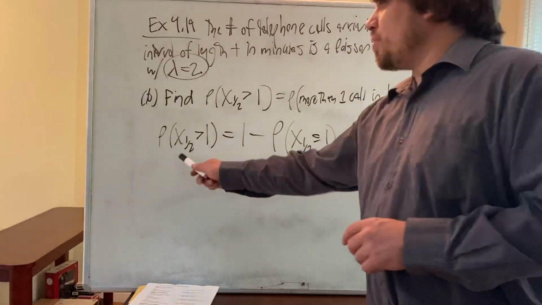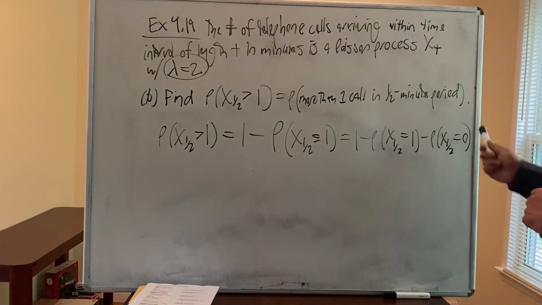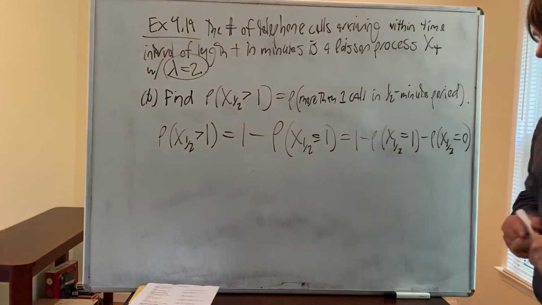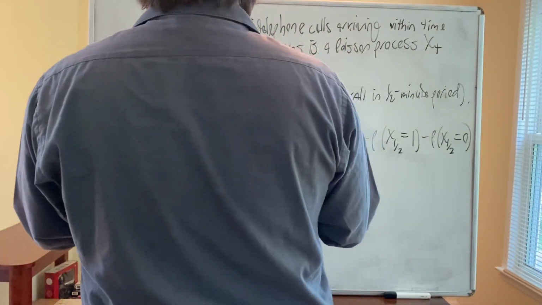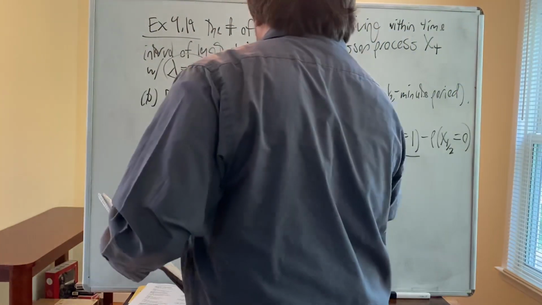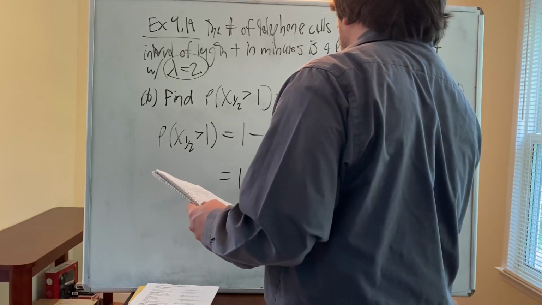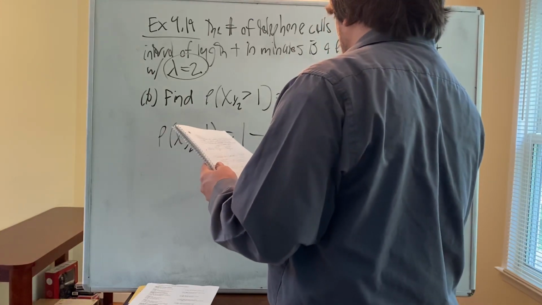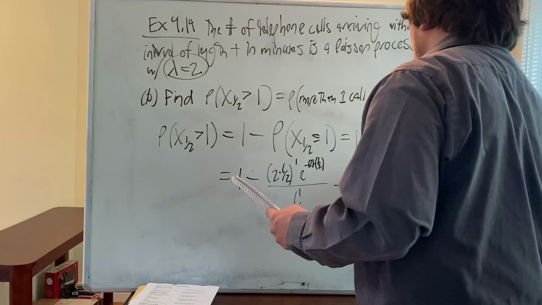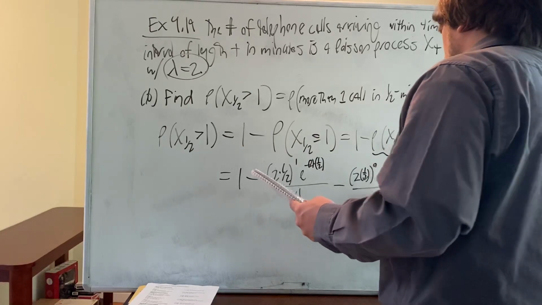So the probability that x sub 1/2 is greater than 1 is 1 minus the probability of x sub 1/2 is less than or equal to 1. That's 1 minus the probability x sub 1/2 is 1, minus the probability x sub 1/2 is 0. It's plus, but then I distribute the minus sign, and so they're both being subtracted. Okay, so let's continue. Now this is 1 minus this probability, which is 2 times 1/2 raised to the first power times e to the negative 2 times 1/2 over 1 factorial minus 2 times 1/2 to the 0 power e to the negative 2 times 1/2 over 0 factorial.